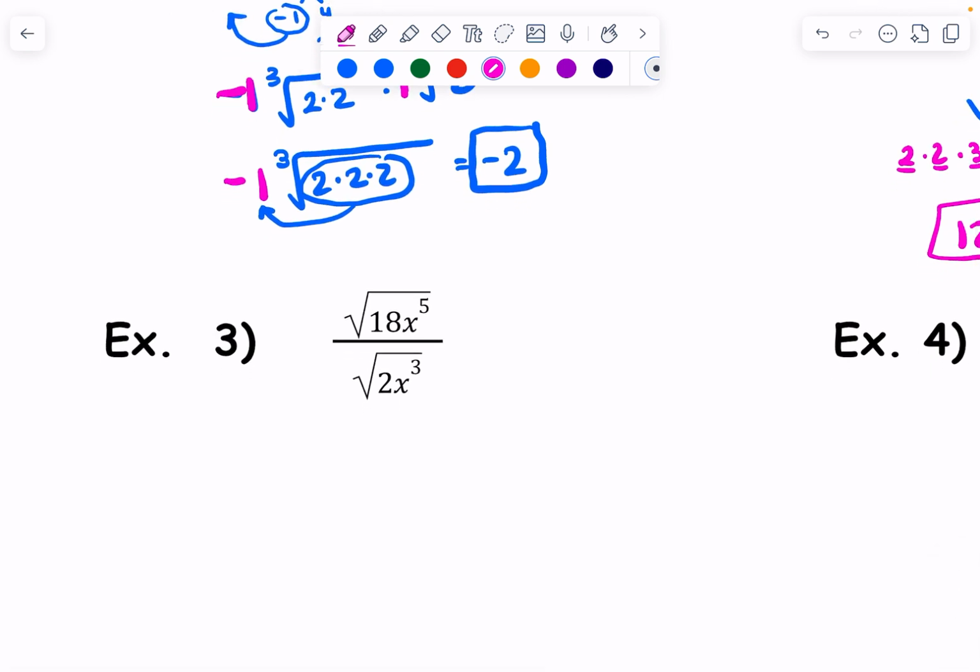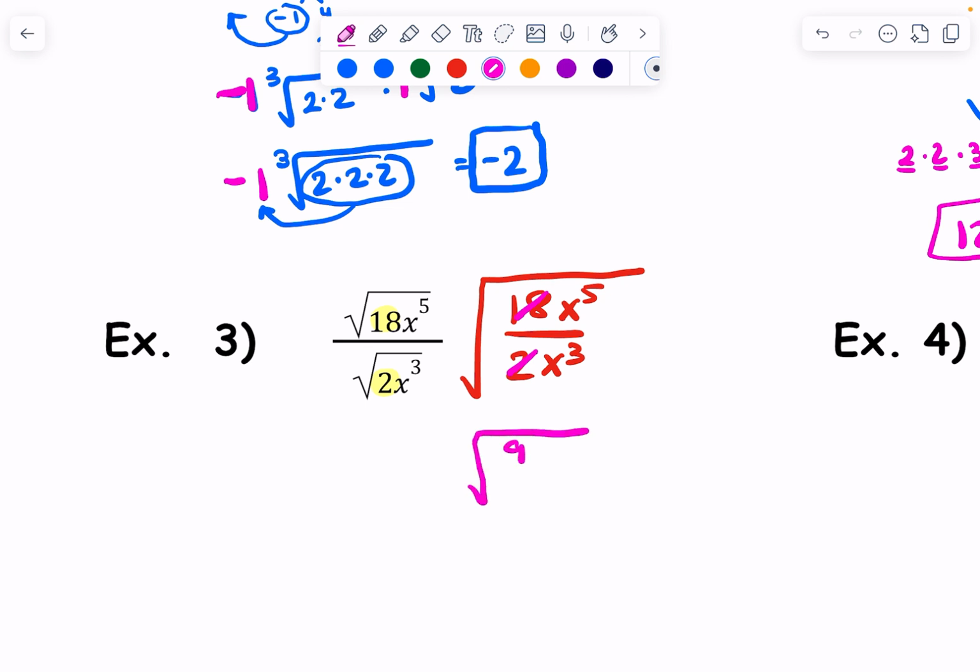Now, with square roots, what I like to do is, if there's two separate ones, like one on the top and one on the bottom, and I see that they have something in common, I'm going to definitely put them under one roof and simplify out. So we have 18x to the fifth over 2x cubed. Well, we can see that the 18 and the 2 have a 2 in common. So we'll end up with a 9 on the top. And we have more x's on the top than we have on the bottom. So we'll end up with just x squared on the top. And there's nothing on the bottom, right? So we're just going to end up with the square root of 9x squared.